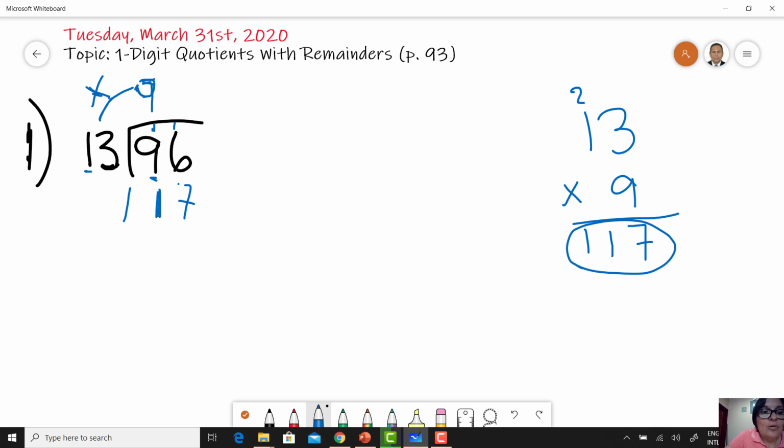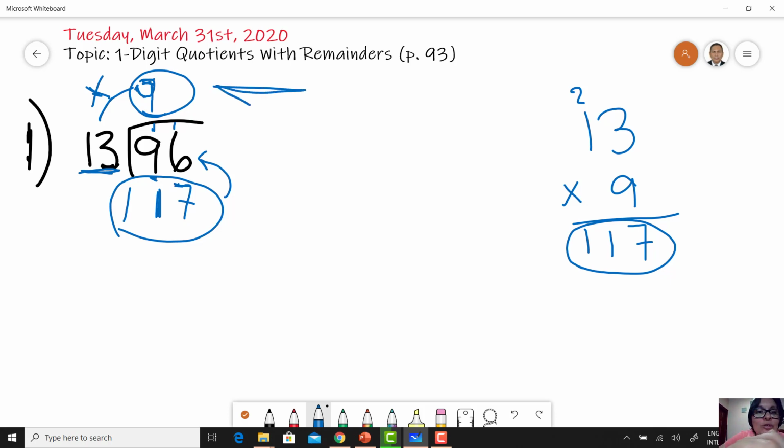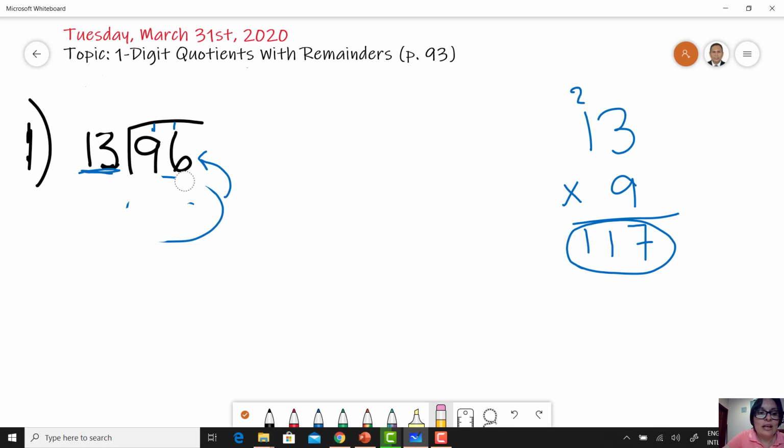117. What is wrong with this? That this number is greater than this. And remember that in here we have to use a number that multiplied by 13 is going to be 96 or less than 96, close to 96, but it cannot be greater. So that means that in here we have to use a number less than 9. So let's try with, let me erase this. We are going to erase because 9, the result is bigger than 96 if we use number 9.